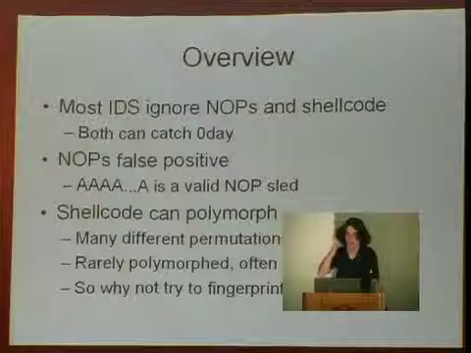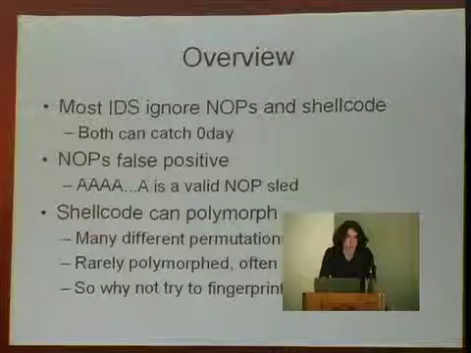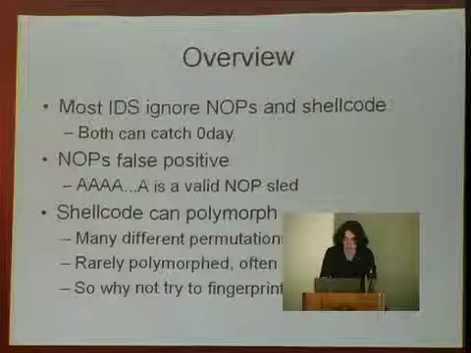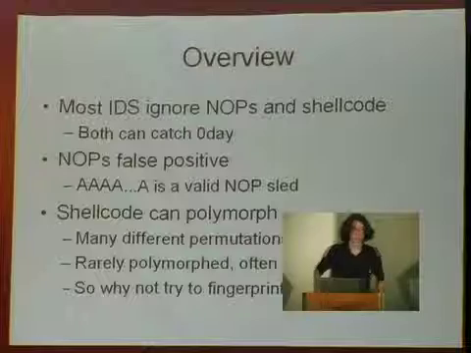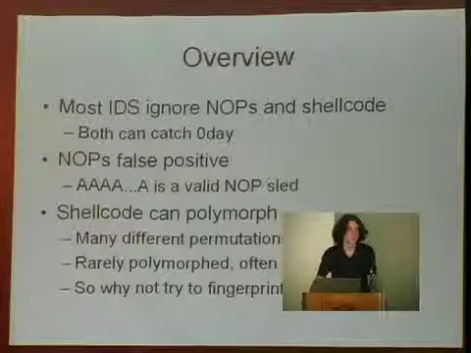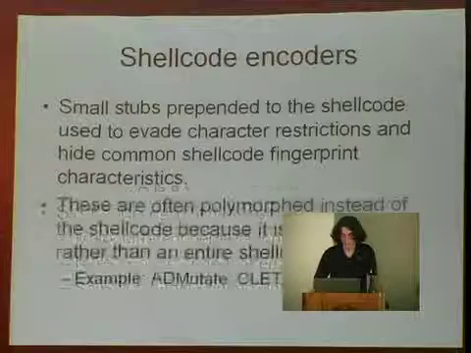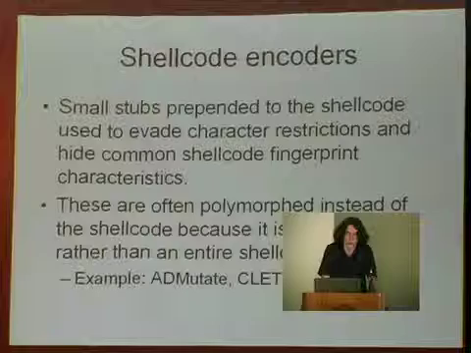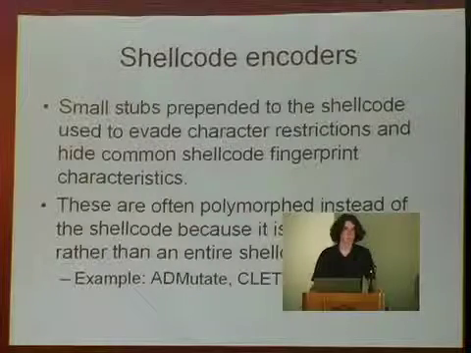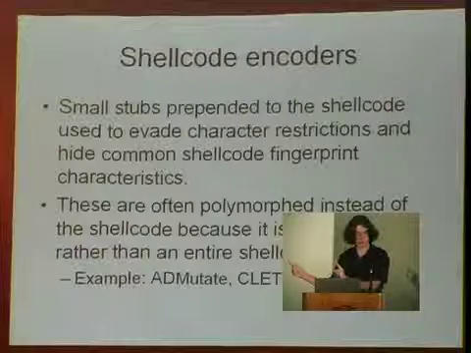NOPs false positive, like I said, a string of 50 A's is a valid NOP sled. Shellcodes can polymorph. Many different permutations are possible. However, the actual shellcode is very rarely polymorphed. What often happens instead is that it's encoded. So why not try to fingerprint the encoder? Well, here I'm coming back to the shellcode encoders. And the shellcode encoders are essentially small stubs of assembler code that just decipher the actual shellcode that's about to run.